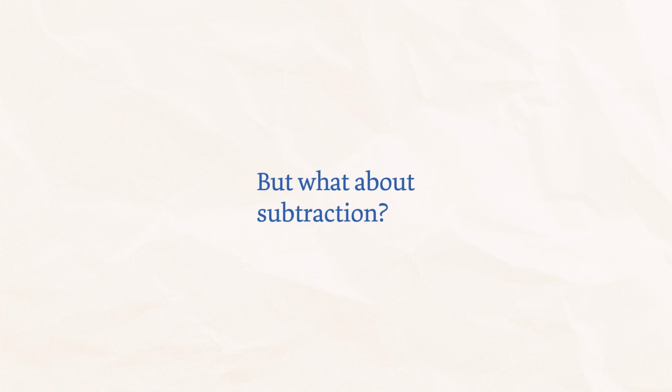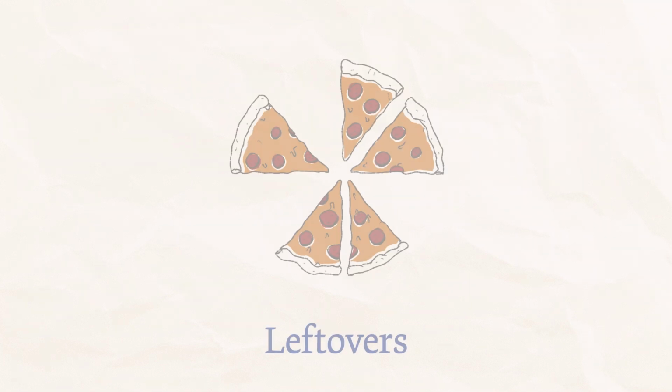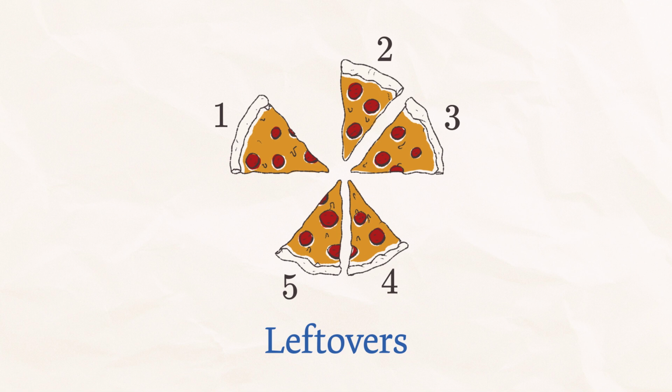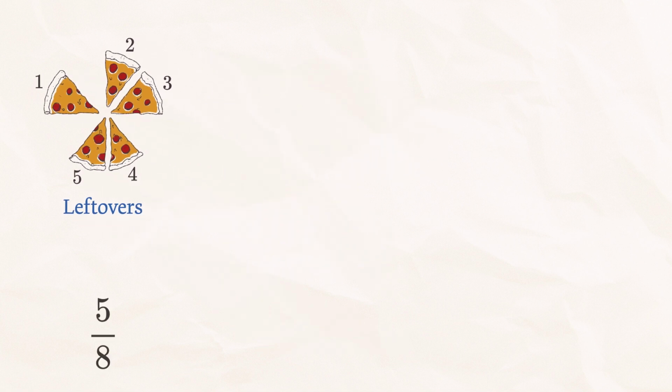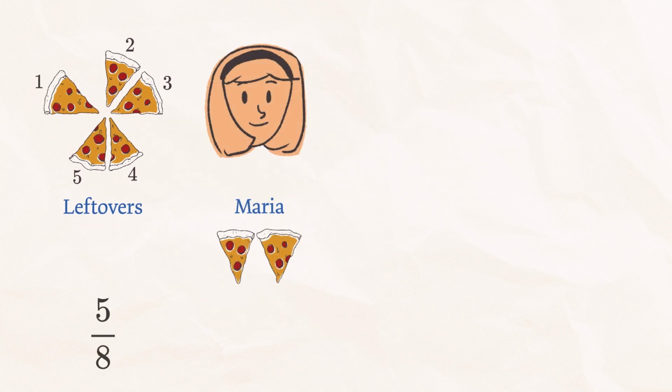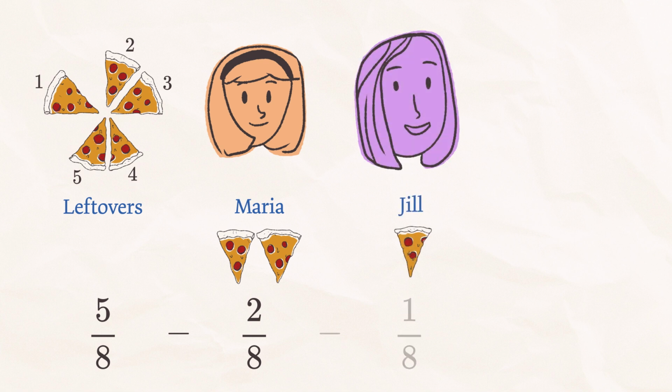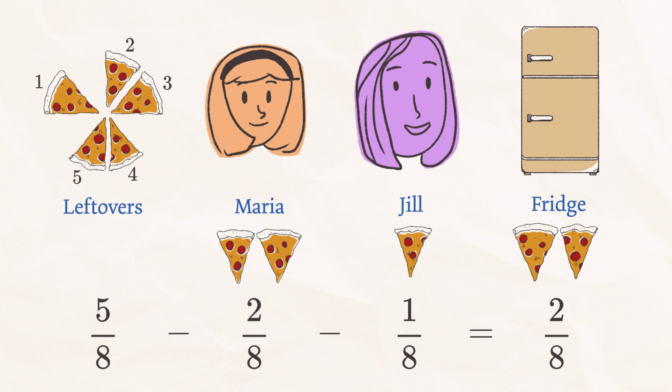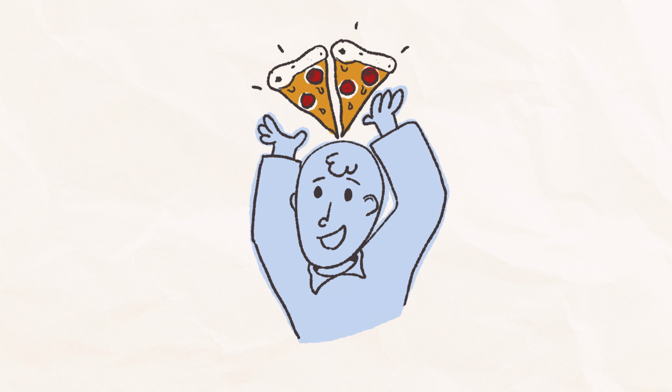But what about subtraction? Here's some leftover pizza from another pizza party. There are 5 pieces left, or 5/8. Maria eats 2 slices, which is 2/8. And Jill eats 1 slice, which is 1/8. So now we have 2/8 of the pizza to put back in the fridge to eat another day. Unless Joe finds it first.